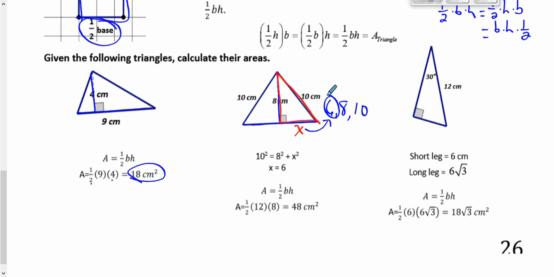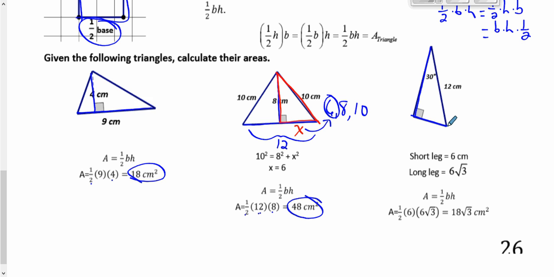Be careful, that's not our base. The base, if that is 6, you have to double that, and now it's 12. So now we can do 1/2 base times height. So 1/2 of 12 times 8. Half of 12 is 6. 6 times 8 is 48. No calculator necessary.